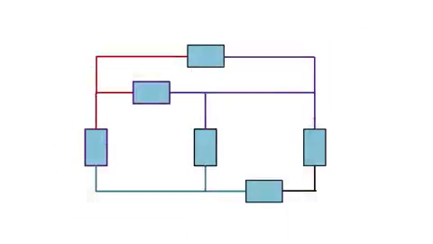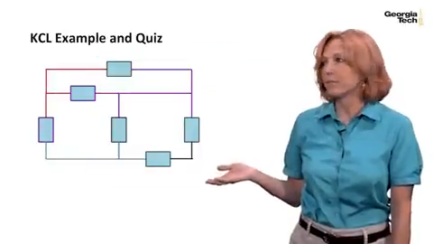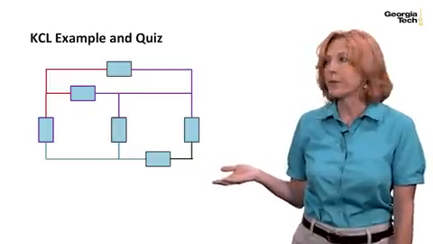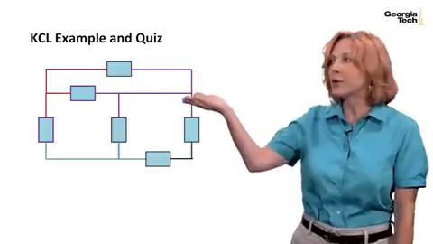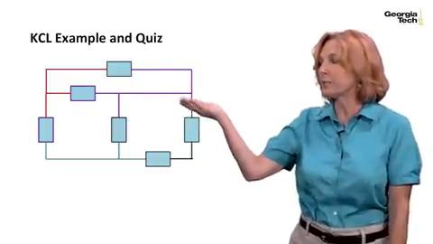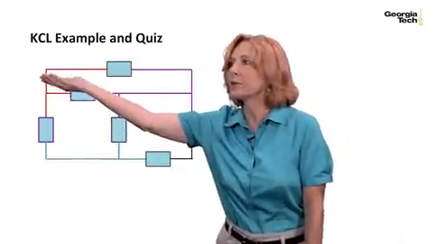Now we're going to apply the KCL to this particular example, and then I'm going to have you do a quiz. In this particular case, we have several nodes, and I've color-coded them. So we've got the simple node right here, and then up here we've got a big node that connects all of these components right here, and then we've got a node right there, and then up in the corner another node.